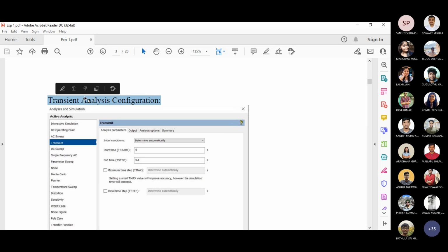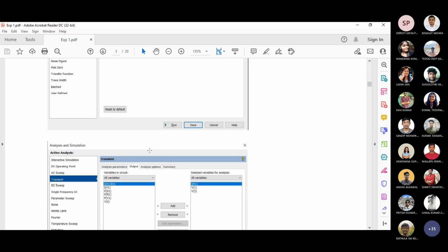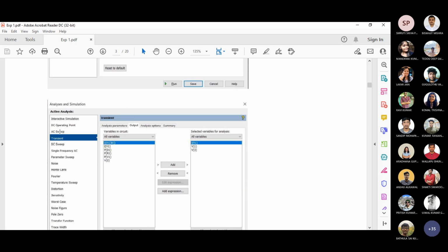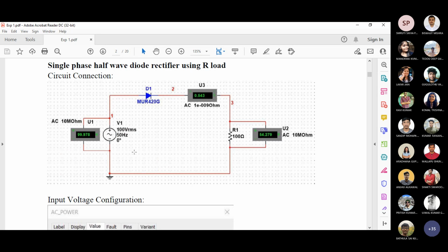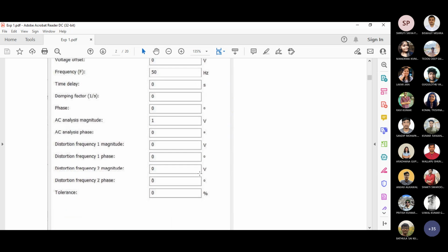The specifications and configurations are given here, so you can put all those values over there to see your response. Then you want to see the values and the waveforms, how they will come. The transient response is there, so you have to select. ID1 is your diode current, and D1 is your diode. You can also get ID1 from the ammeter.